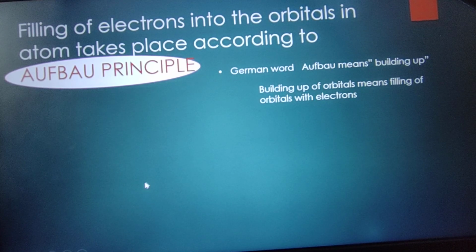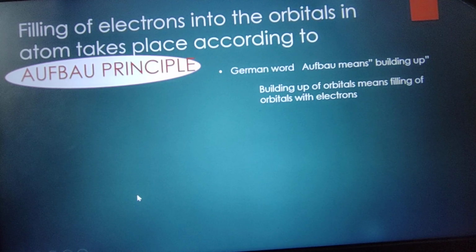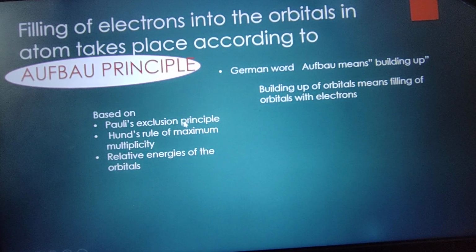So we all know that we have a nucleus in an atom and this nucleus is surrounded by electrons. And now we are going to discuss about how electrons are filling in each orbital. Orbital is nothing but the imaginary space around the nucleus where the probability of finding the electron is maximum. So here electrons will be filled according to this Aufbau principle. This principle is mainly based on Pauli's exclusion principle, Hund's rule of maximum multiplicity and relative energies of the orbitals.